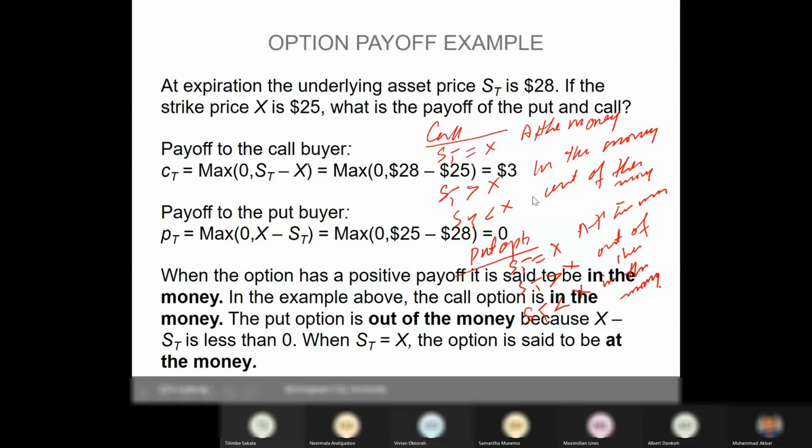So these are important concepts for call: at the money, in the money, out of the money. And whenever the call is in the money, keeping other things constant, the put will be out of the money, and vice versa. It cannot be the case that with the same information, like in this case, you have the call in the money and the put in the money. So either one of them will be in the money and the other will be out of the money. So the call is in the money here, ST being greater than X, and the put is out of the money, X being less than ST. Any question on this?